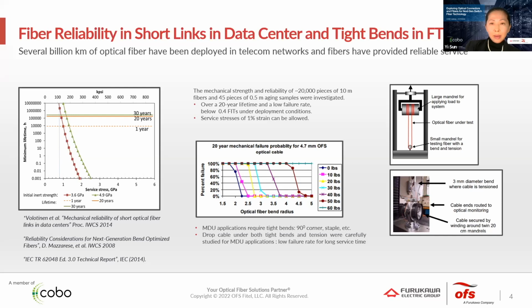And then for the fiber with the tight bands and under tension, both, those were studied as during the kickoff, and through the deployment of fiber to the home. And here I refer to one study back in 2008. On the right shows the schematic and the setup, the image of the reliability study. The fiber was put on a small diameter mandrel, and that's for bending, and applied the tension from the top. And the key takeaway from that study is the fiber drop cable can withstand both tight bends and tension, resulting in low failure rate for long service time.